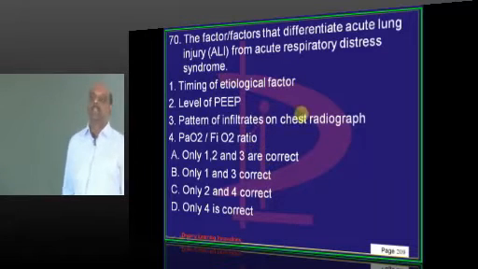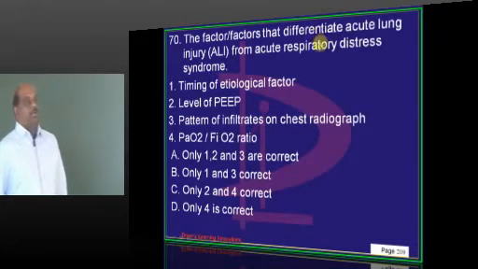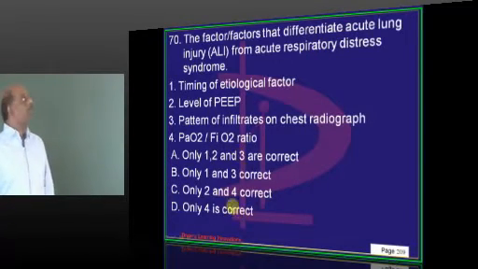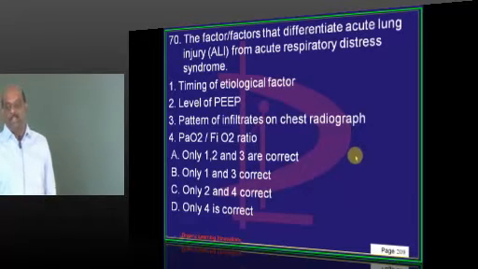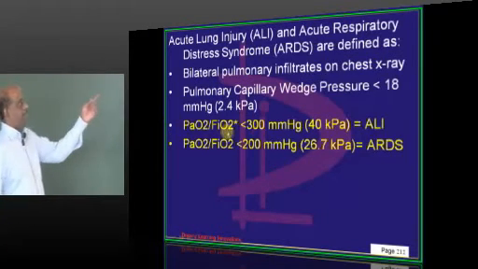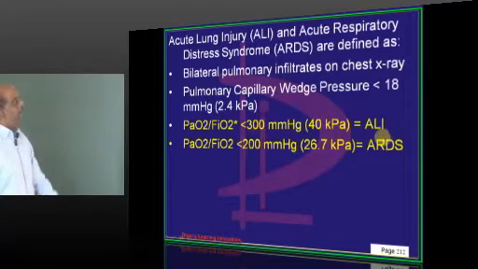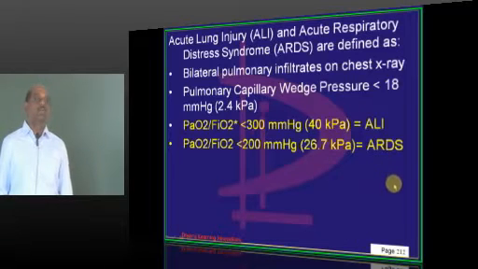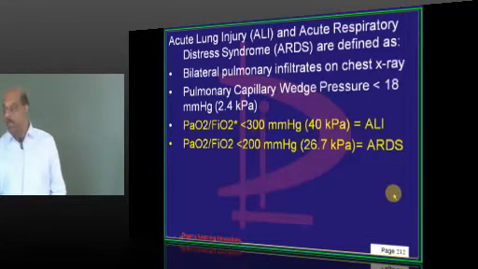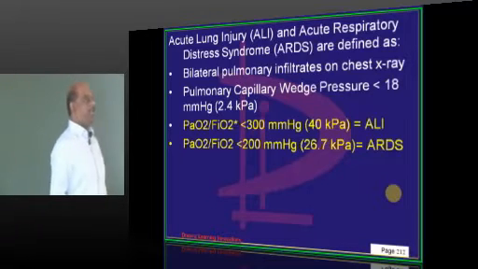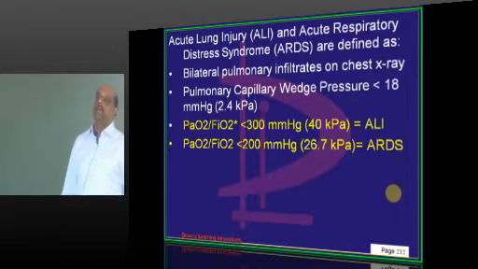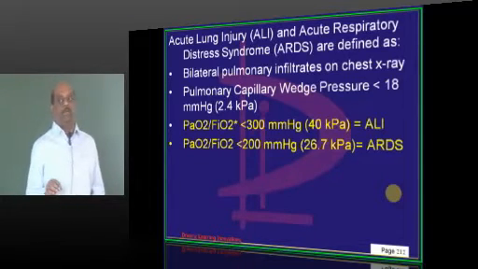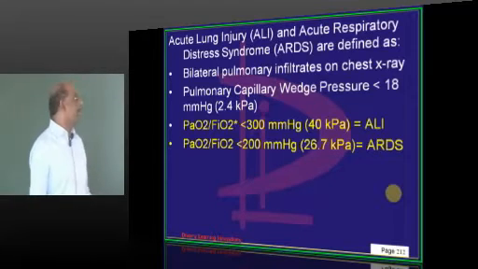ARDS versus acute lung injury. PaO2 by FiO2 ratio. How much PaO2 by FiO2 do you call acute lung injury? How much do you call ARDS? It is a very, very important question in the exam. 300, 200. Less than 300 you call ALI. Less than 200 you call it ARDS. So you have to remember how you differentiate between the two. What are the definitions? What is sepsis? What is severe sepsis? All these things, SIRS, definition of systemic inflammatory response syndrome, all these definitions definitely will come in the exam.